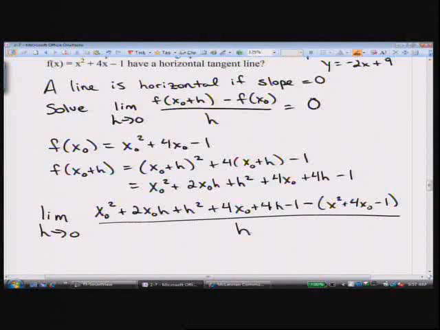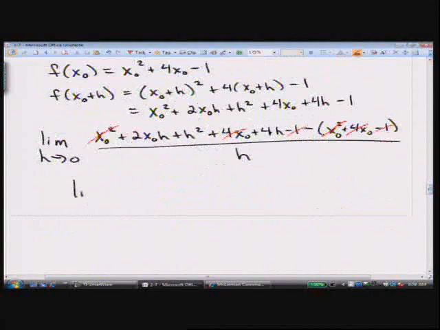All right, now, what are we going to do? Now remember, don't fear. If you did this correctly, what should happen? Everything that doesn't have an h in it better go away from the numerator, because the whole idea is to get the h to cancel so you don't have 0 over 0. So if your algebra is right, then this should clean up pretty nicely. x naught squared is gone. 4x naught minus 4x naught, you're gone. Negative 1 minus negative 1, you're gone. All that's left has an h in it, right? So we did this really well.